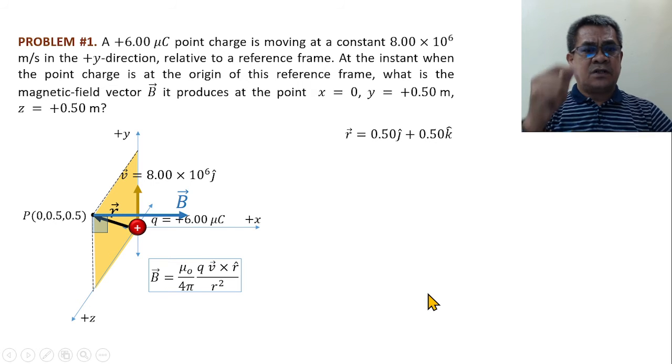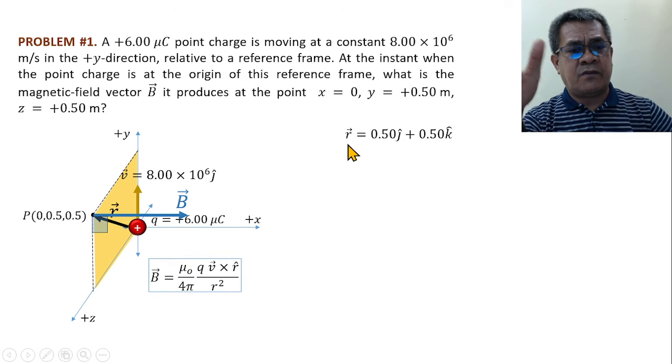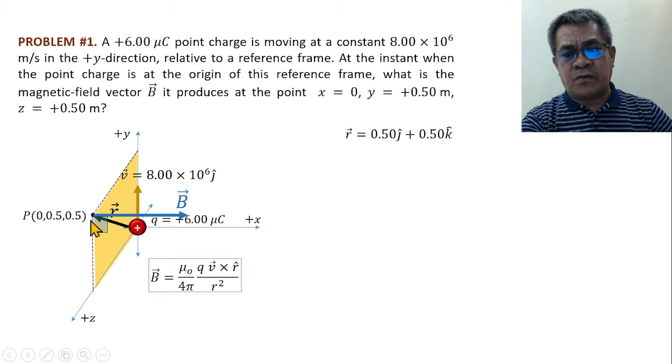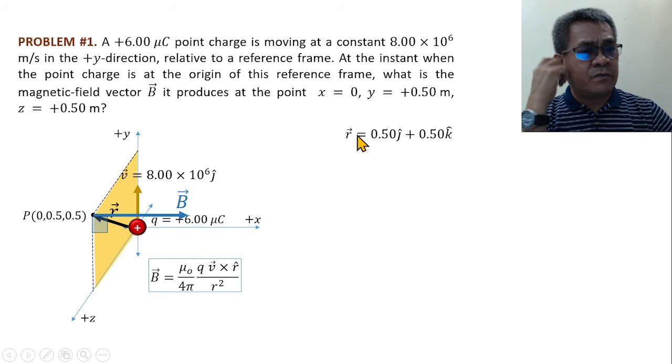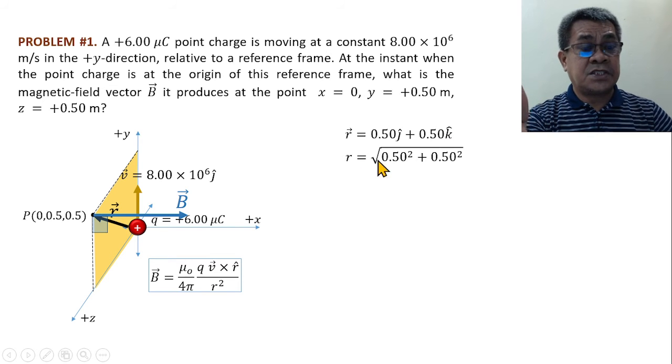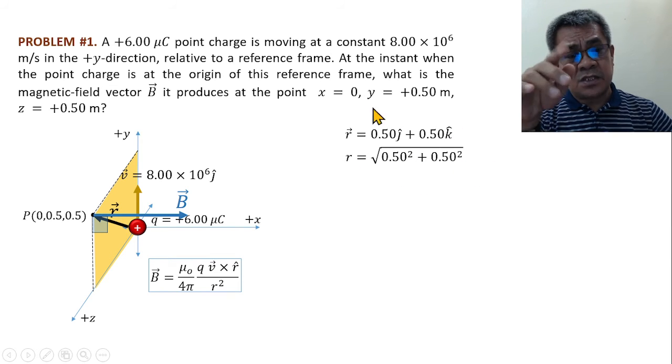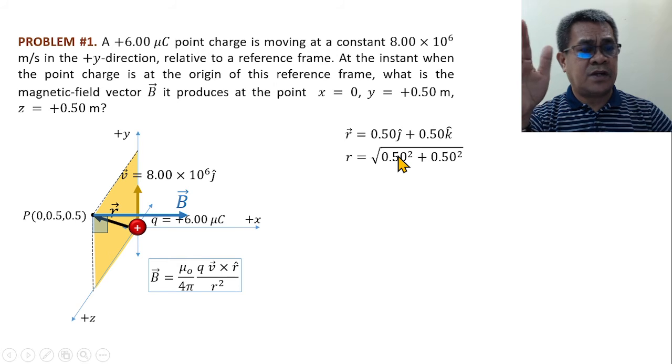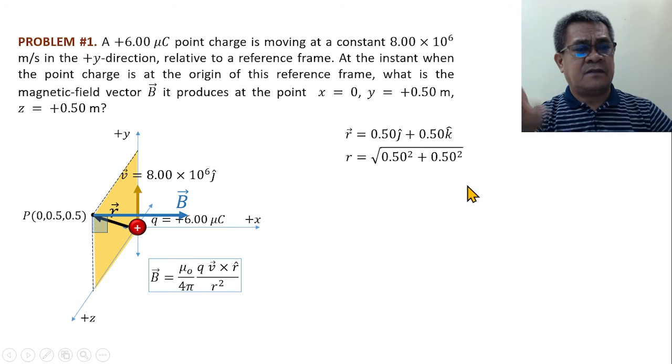Okay. So first is our position vector. Of course, since we already have a yz coordinate, and there's no x here, our position is only 0.5 j hat plus 0.5 k hat. Then, of course, the magnitude is the square root of the squares of the components of y and z. Then, therefore, that's it.